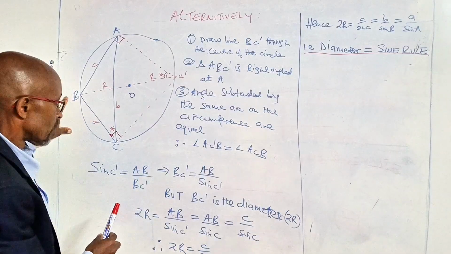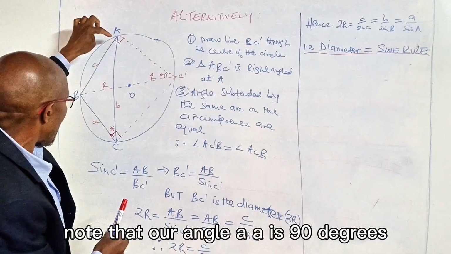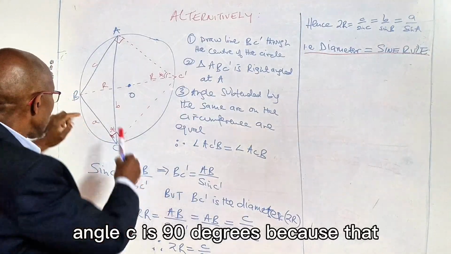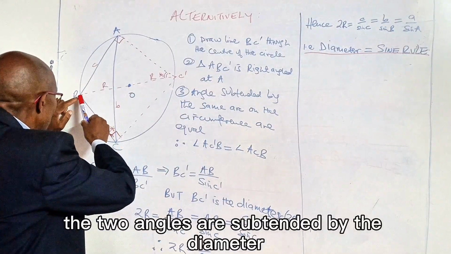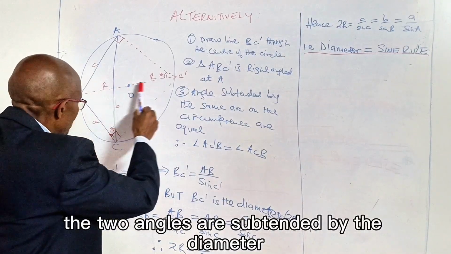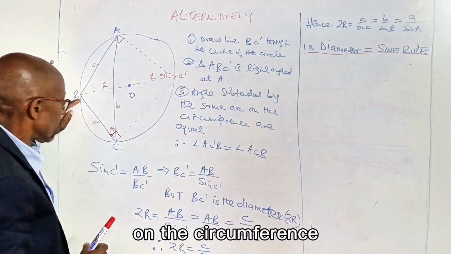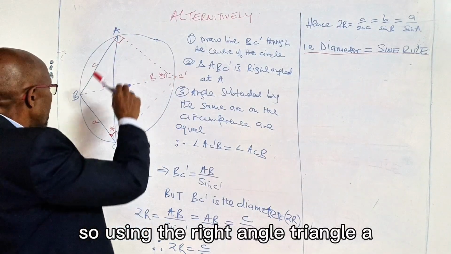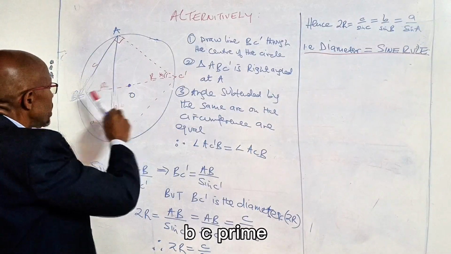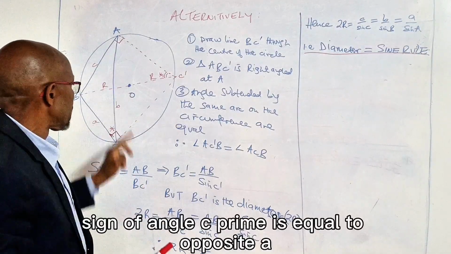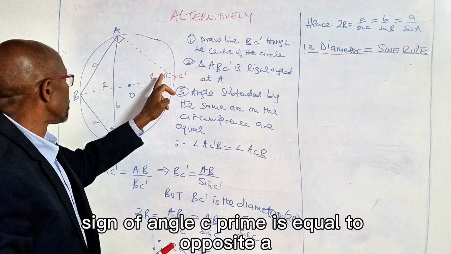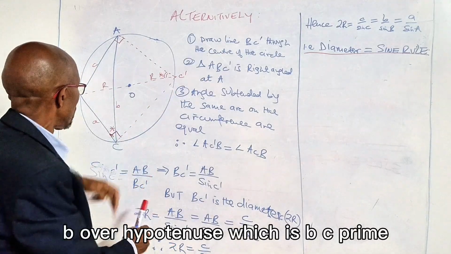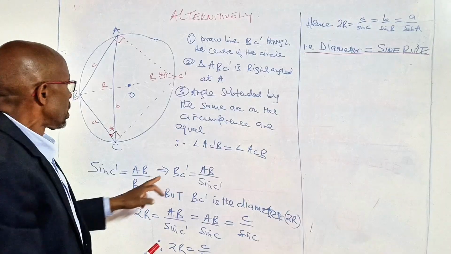which is BC prime. Note that angle A is 90 degrees and angle C is 90 degrees, because the two angles are subtended by the diameter on the circumference. So the two are 90 degrees. So using the right angle triangle ABC prime, we'll have that sine of angle C prime is equal to opposite AB over hypotenuse, which is BC prime.